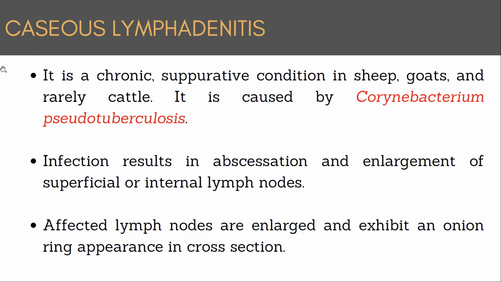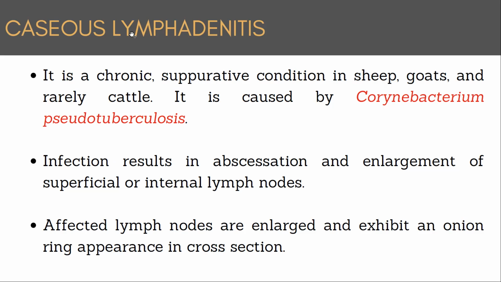So, caseous lymphadenitis is a chronic suppurative condition in sheep, goats, and sometimes, though rarely, cattle. So, it is caused by Corynebacterium pseudotuberculosis. Ayan, mga scientific names na. So, madami pang other diseases caused by the genus Corynebacterium, pero let's focus on the pseudotuberculosis. So, infection with caseous lymphadenitis results in abscessation and enlargement of superficial and internal lymph nodes.